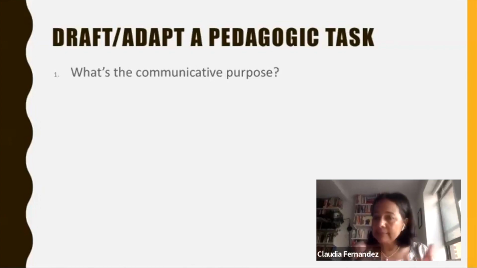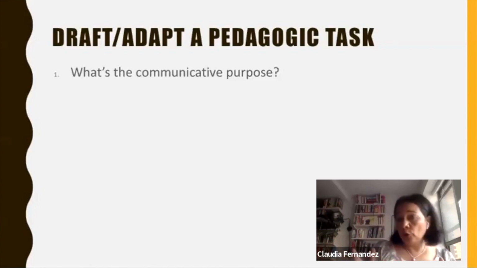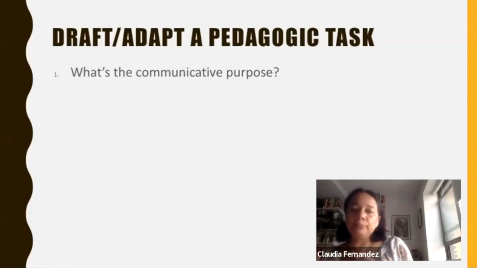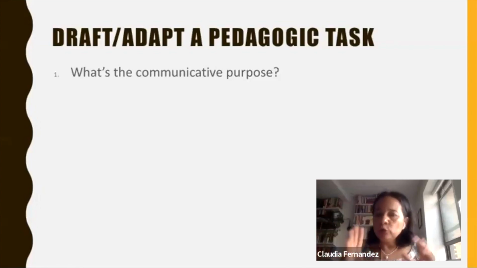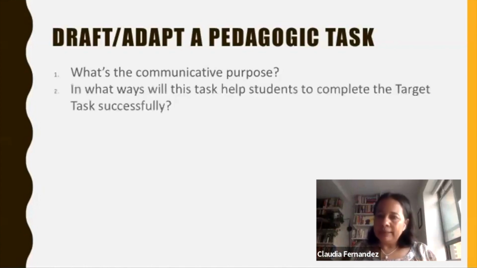So, as I said yesterday, the communicative purpose is something that relates to interaction, to interpretation, to expression of meaning in a context with a purpose. That is a communicative activity, a communicative task. So what is the communicative purpose? I'm going to give you an example so you have a better idea. It's clear. So this is the first thing that you have to find out for the pedagogic task. What is it that students are going to arrive at?